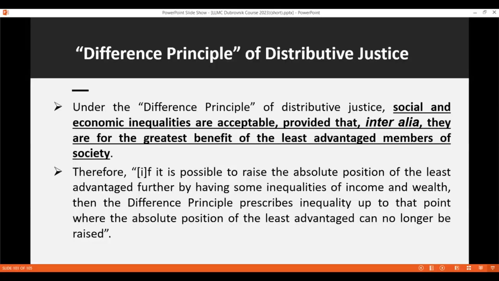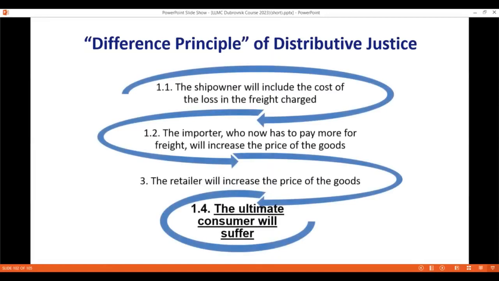And this is where the limitation of liability comes into play. What happens is, if there is an accident, the ship owner is liable. He will not bear that loss. What will happen is that he will include the cost of the loss in the freight that is being charged. The importer, who now has to pay more freight, will increase the price of the goods. The retailer will also increase the price of the goods, and the ultimate consumer is the one that is suffering.